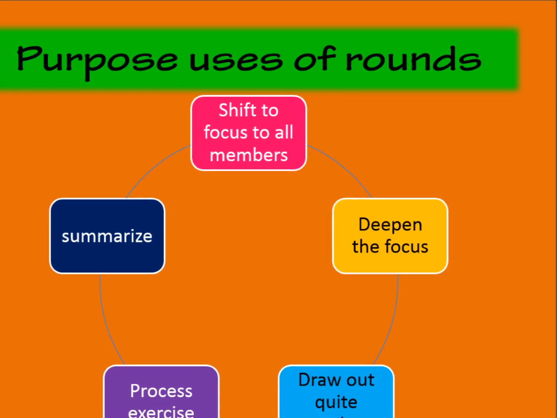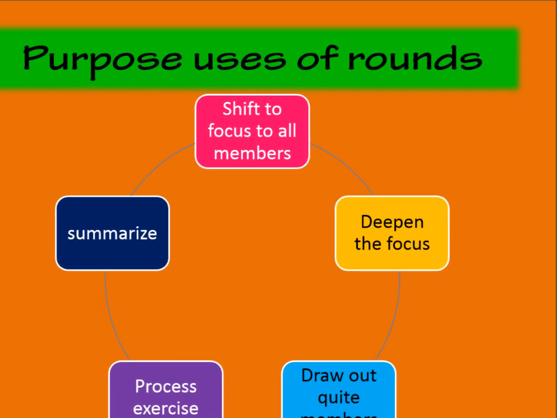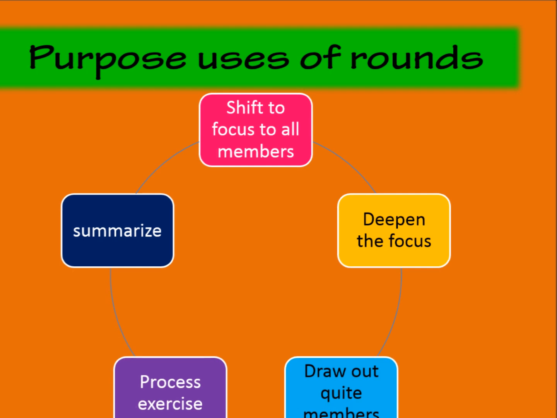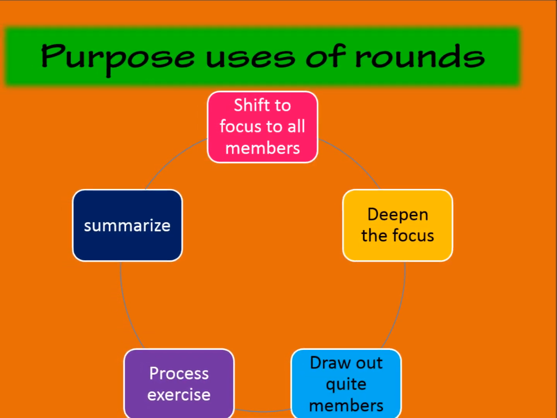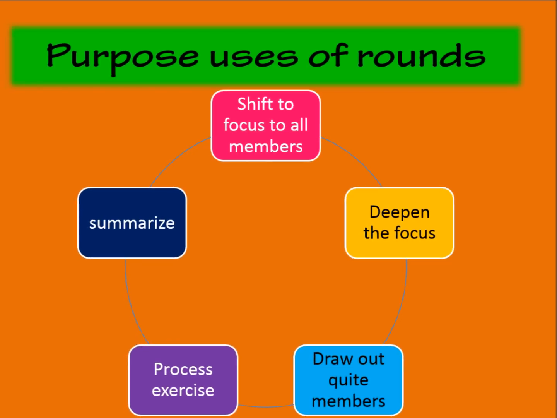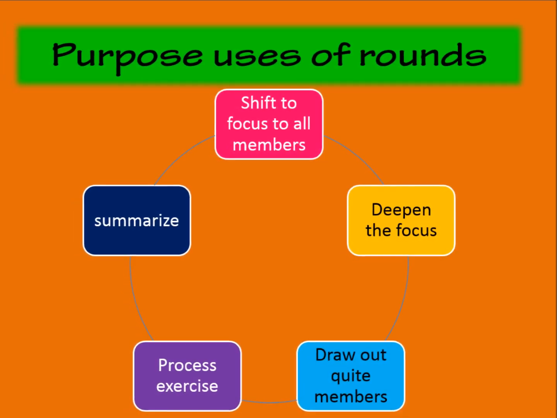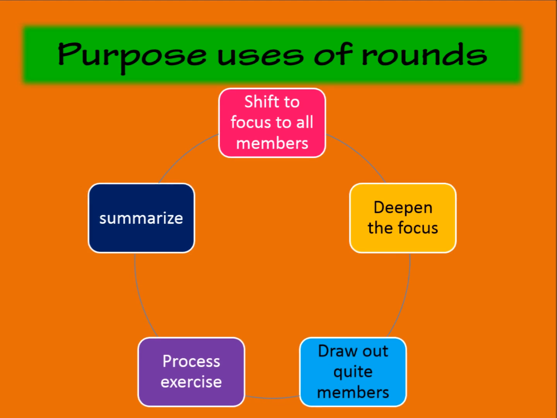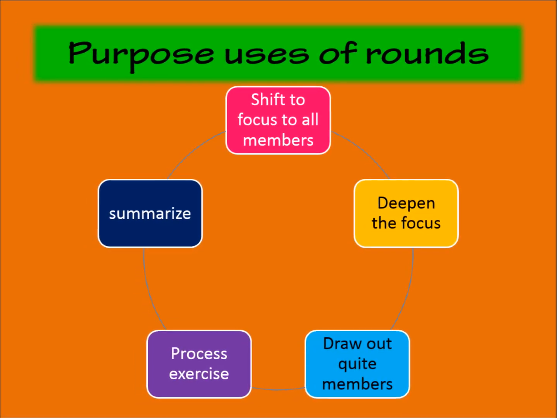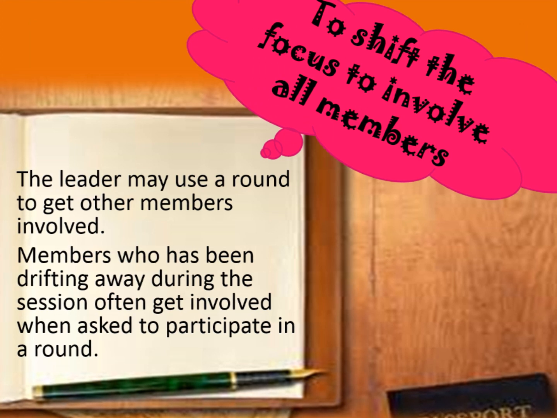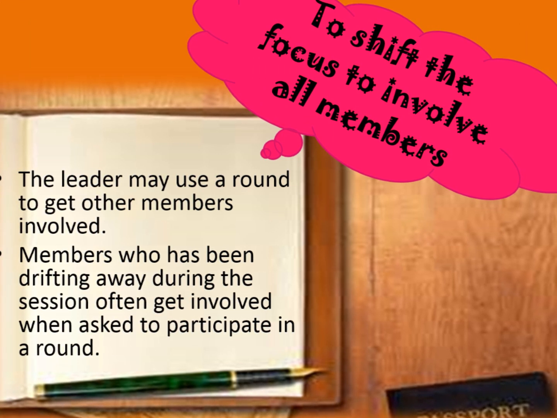Firstly is to shift the focus to involve all members. Second, draw out quiet members. Third, to deepen the intensity. Fourth, process exercise. And last is summarize. The first thing is the use of rounds to shift the focus to involve all members.